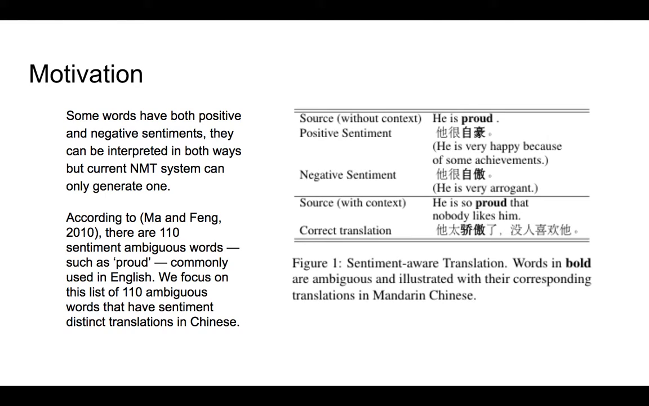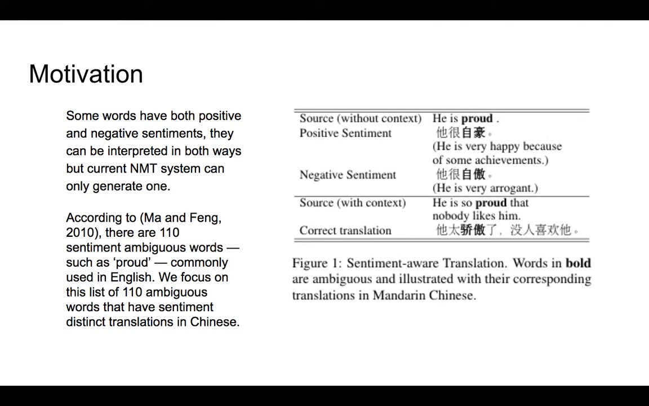For example, the word proud can be interpreted with both positive and negative sentiments. The sentence "he is proud" can be translated both ways, either positive, which means he is very happy because of something good, or negative, which means he is very arrogant. But if there is context in this sentence, like "he's so proud that nobody likes him," then the sentiment is very obvious. So there's only one way to interpret this.